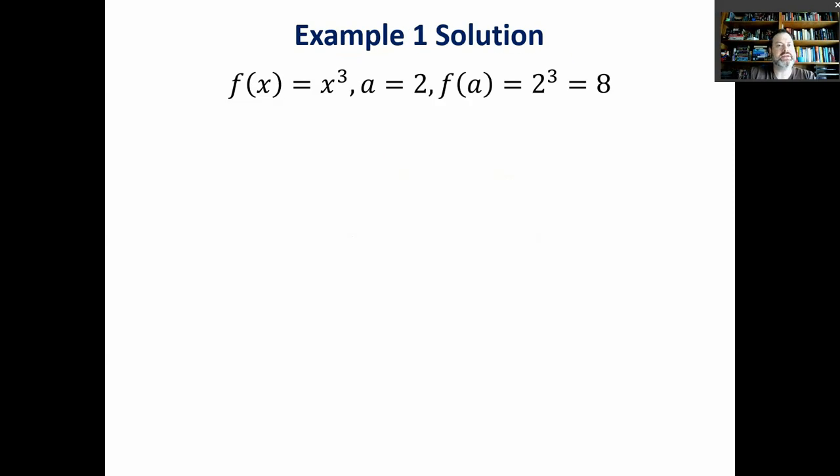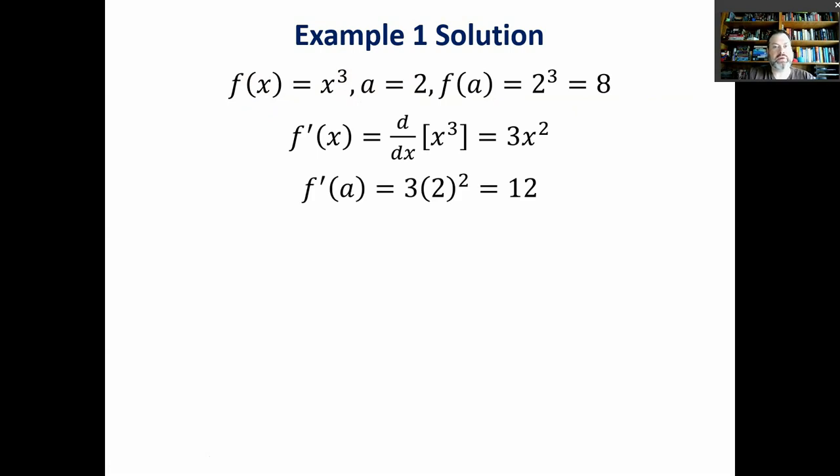First thing we have to do is write down everything we know. In order to use the formula, we need f prime of a, and f of a. So there's the function, there's a, and f of a is, of course, 8. So the tangent line is going to pass through the point 2, 8. Take the derivative to get the slope of the tangent line. So there's f prime of x. Compute f prime of a, which gives you 12. So now we know the slope of the tangent line and a point on the line.